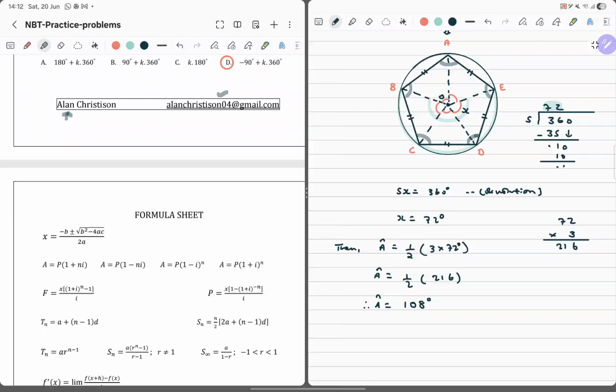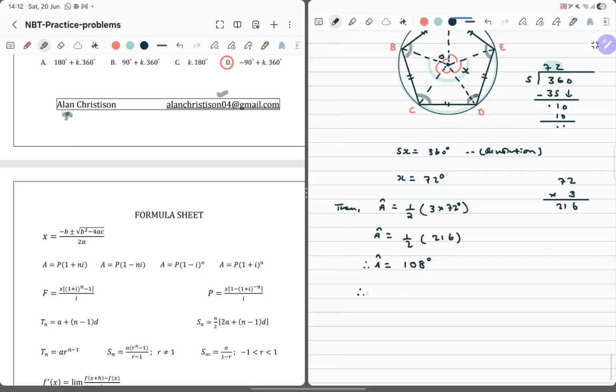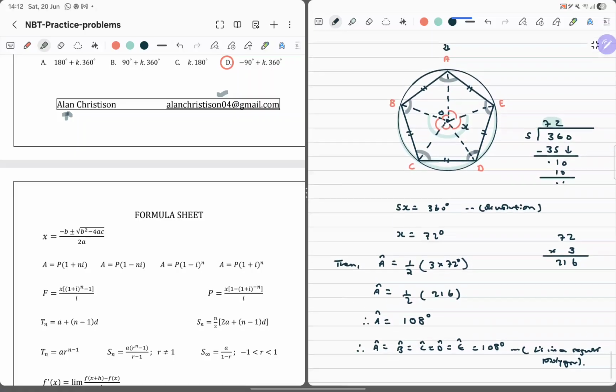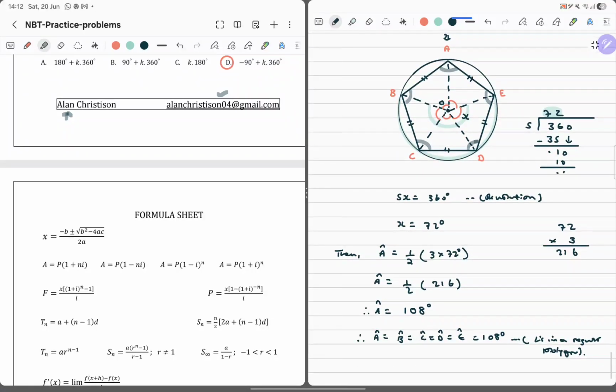So now I believe it. Then we can conclude that therefore A equals B, equals C, equals D, equals E, which is 108 degrees. The reason: we can just say angles in a regular polygon. So if you find one, you find all of them.